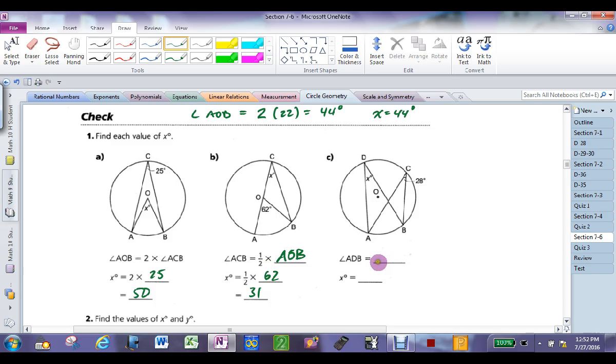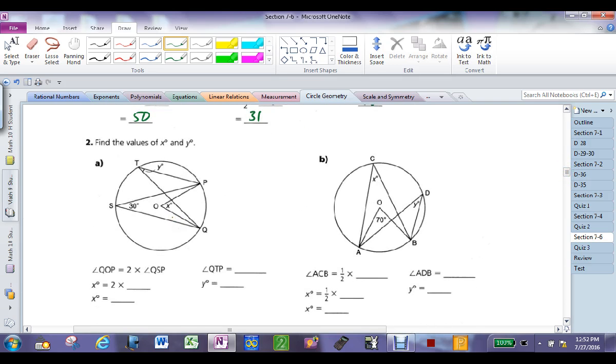What's this one? What's the angle? 28. ADB has to equal ACB, and what's the value? No, 28, because they're both inscribed, so they're both equal. There's no central there. Got it?